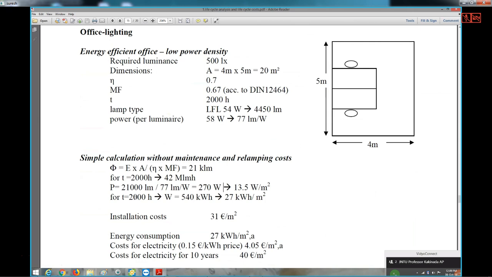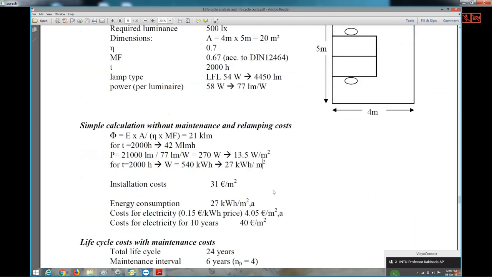So for 2000 hours of operation, the energy consumption we are going to take is 270 into 2000 hours, that is 540 into 10 power 3 watt hours. Now we are going to express it in terms of meter square of the area of this office, which is 27 into 10 power 3 watt hours per meter square. Then initial cost is 31 pounds per meter square. That is the installation charges.